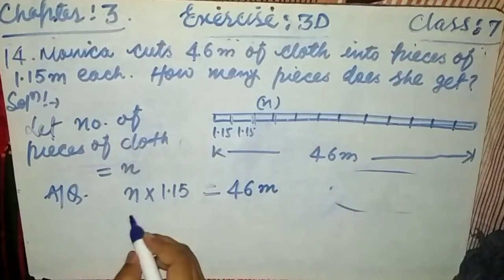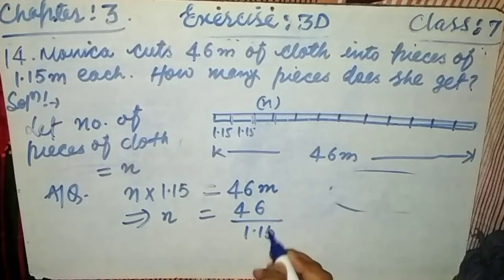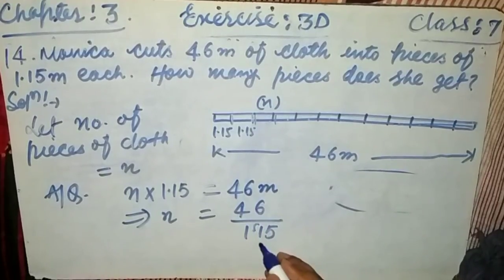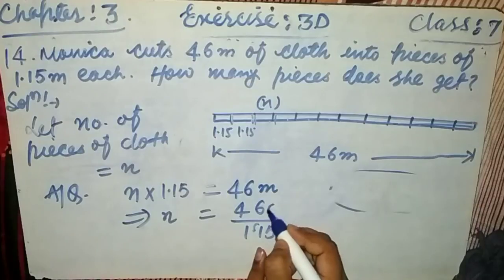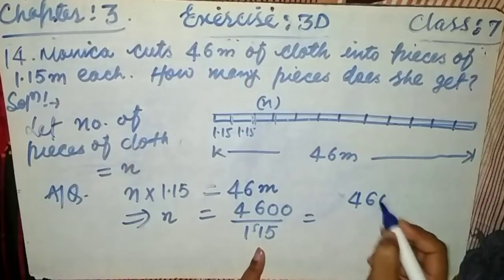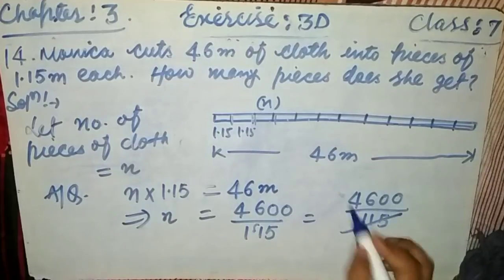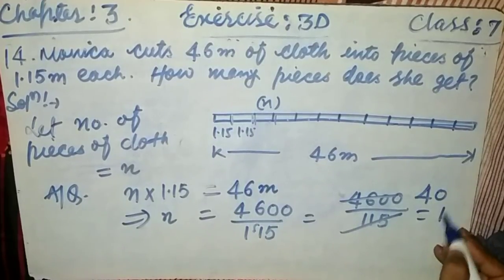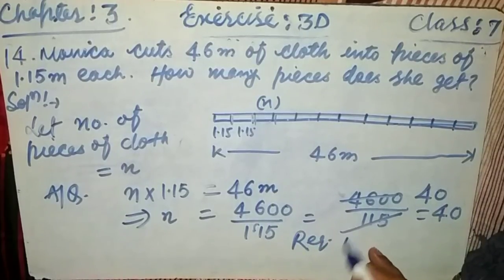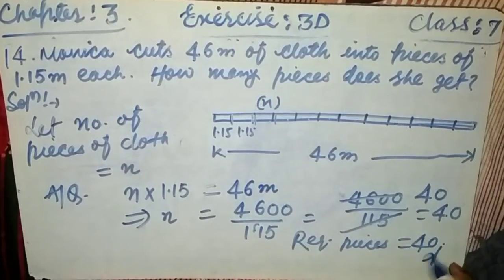Now n is equal to 46 divided by 1.15. Friends, if you remove this decimal, how many digits are after the decimal? 2. So we have to place 2 zeros here. That means 4600 divided by 115, and this will get cancelled. How many times? 40 times. Checked. So the required number of pieces that she gets is equal to 40 pieces. Okay, this is your answer.